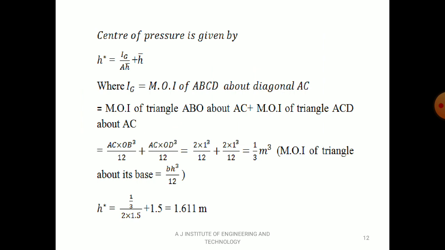So this moment of inertia of this shape, that is square in corner condition, can be calculated by calculating moment of inertia of triangles about its base. Base is AC, it is given in problem. So we are going to get 2 into 1 cube divided by 12 plus 2 into 1 cube divided by 12, that is equal to 1 by 3 meter to the power 4. Because moment of inertia of triangle about its base equals BH cube divided by 12, because AC is a base, not centroid. So I have to calculate with respect to base. So H star equals 1 by 3 divided by 2 into 1.5, plus 1.5, that is equal to 1.611 meter. So that is the position of center of pressure from free surface, 1.611 meter.